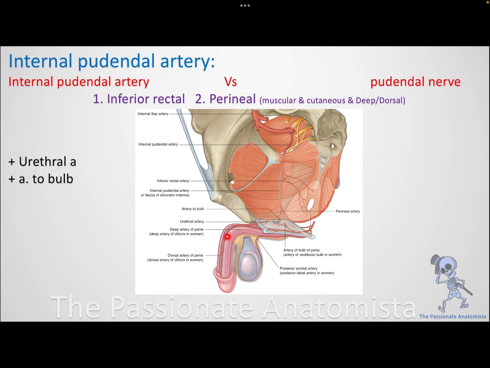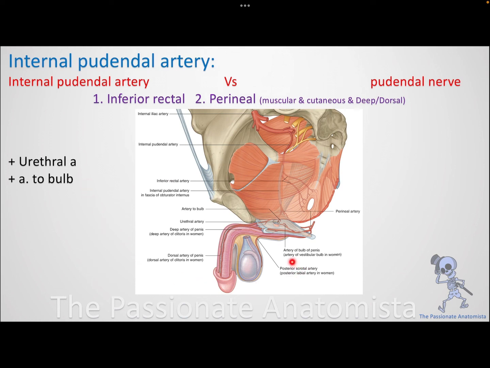You're going to have the deep artery inside the penis or clitoris, and you're going to have the dorsal artery of penis or clitoris. It wasn't clear in the previous picture. So this is fine, and it's there in both of them, in the internal pudendal artery and also in the pudendal nerve, and we're going to talk about them again in other videos. But I want you to know that we have two extra things that we have as branches of the artery, but we don't have as branches of the pudendal nerve. These are actually the urethral artery and the artery to the bulb.